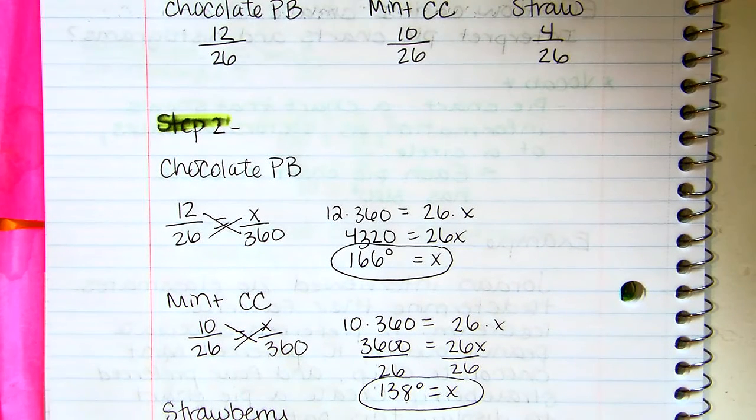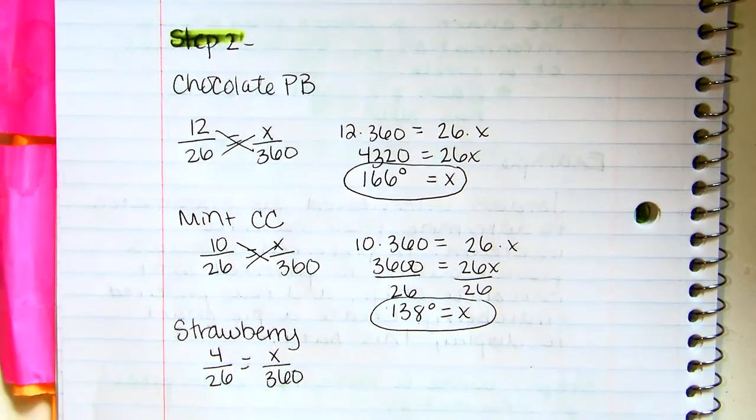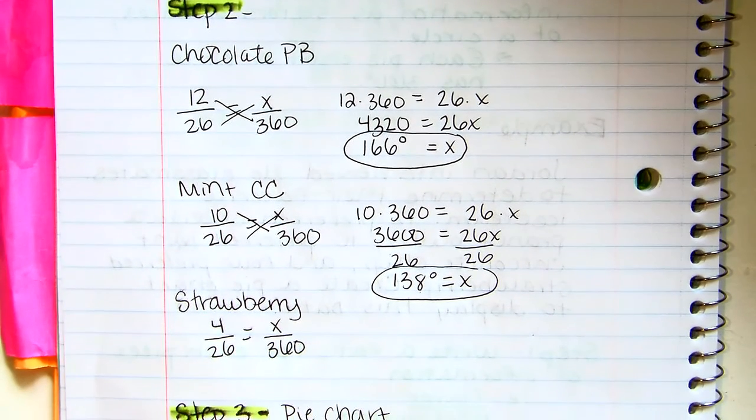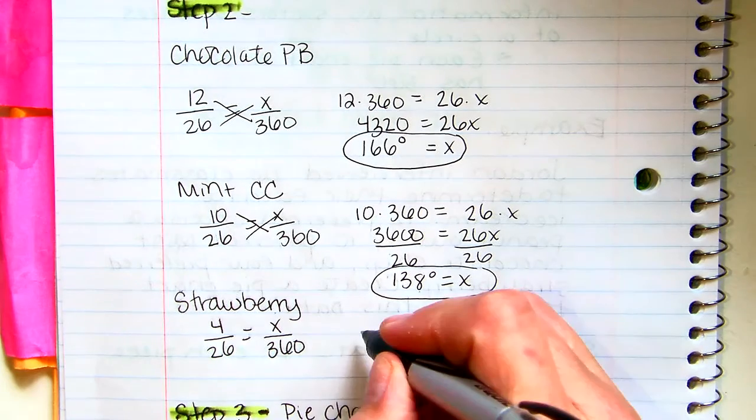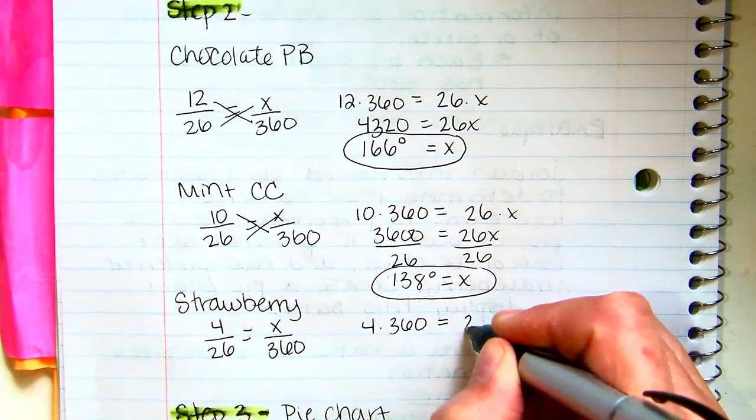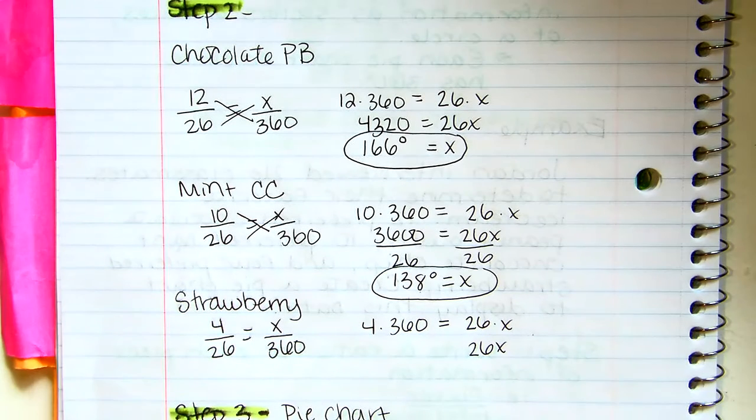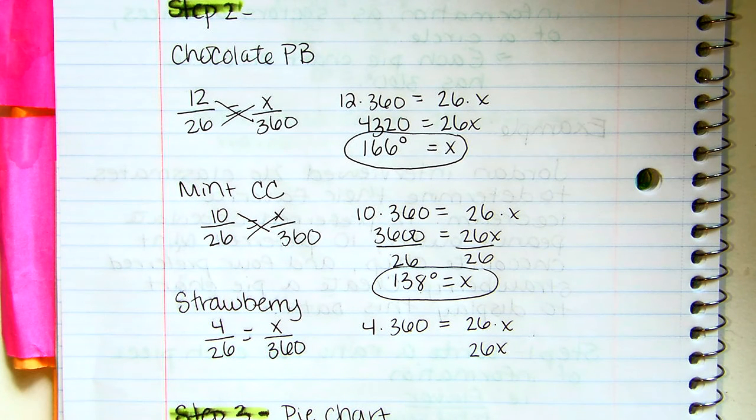Now, the last one that we have to do is strawberry. And that, once again, was 4 out of 26 students like strawberry. And that's going to once again equal x over 360. So I'm going to go 4 times 360 equals 26 times x. We know that 26 times x is 26x, but 4 times 360 is going to give us 1,440.